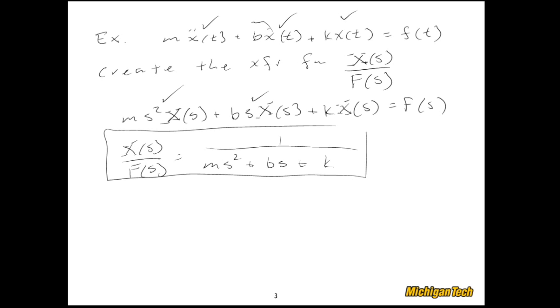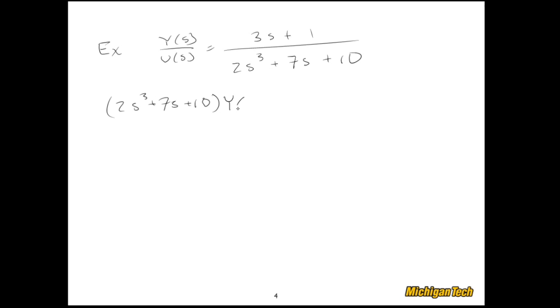Now, we can also go back the other way. So let me do an example of that. Let's say that we have a transfer function that looks like, let's call it Y of s over U of s. And it's 3s plus 1 over 2s cubed plus 7s plus 10. If I want to go back the other way, I just cross multiply. Like so.